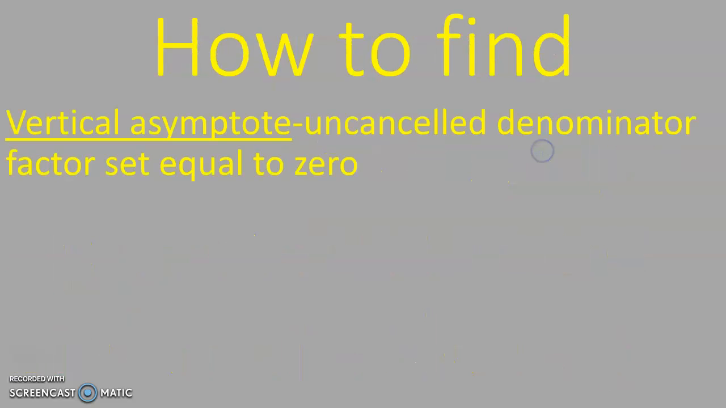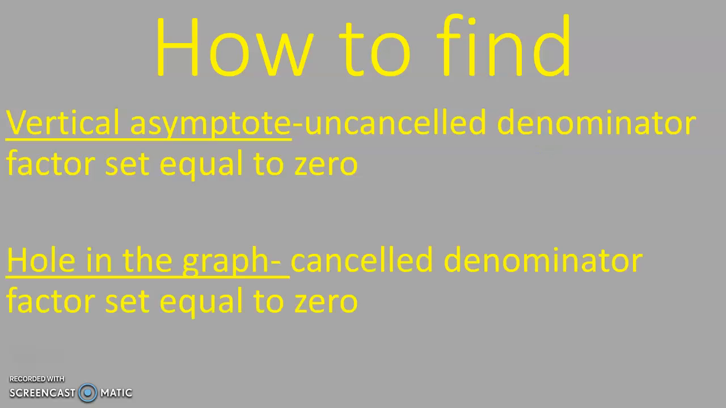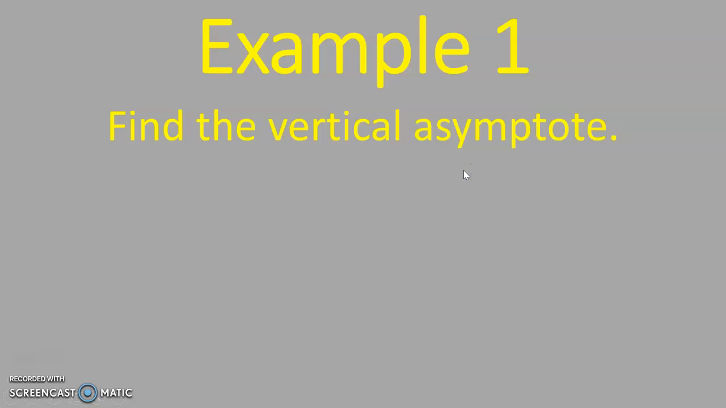So how to find one? Vertical asymptote, you set an uncancelled denominator factor equal to 0. We'll specify exactly what that means in a moment. But we also have a hole in the graph, which is very similar. That's when you set a cancelled denominator factor equal to 0. So what's the difference between an uncancelled and a cancelled denominator factor? Let's take a look.